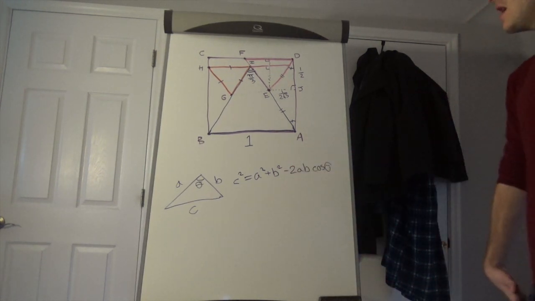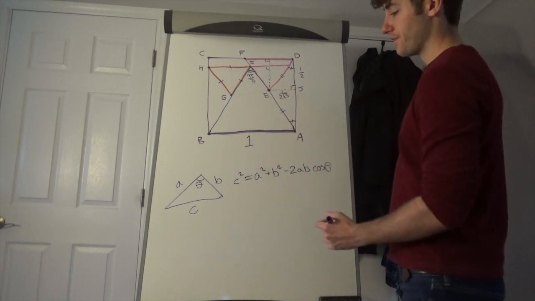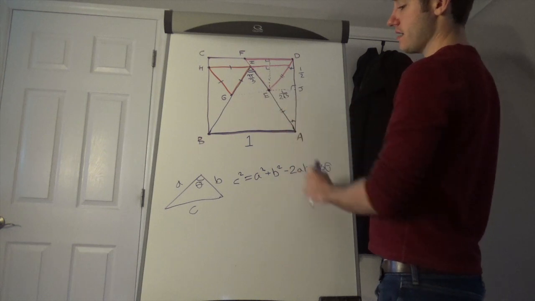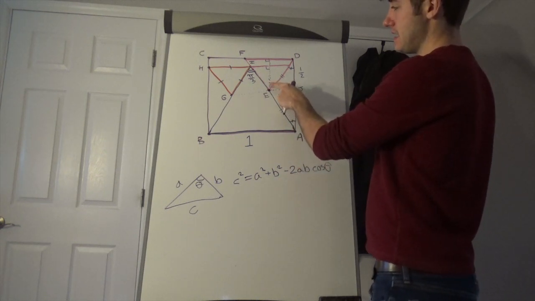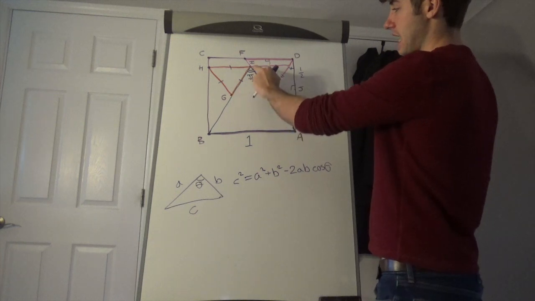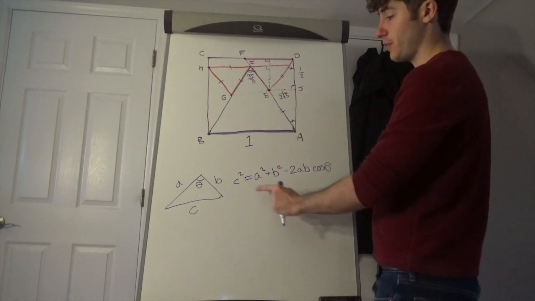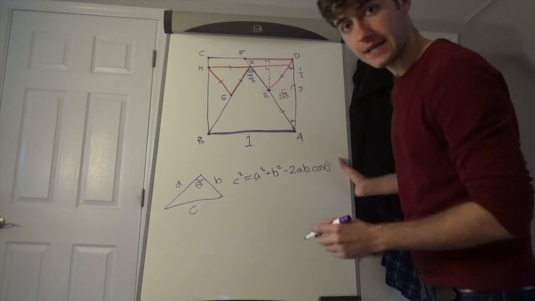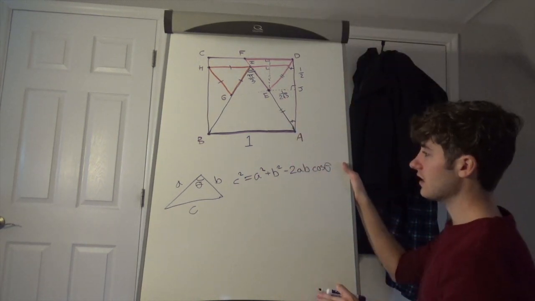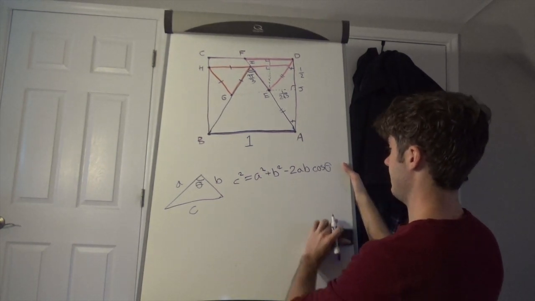So that's nice. But how do we use that to solve this problem? Well, C in this case is GE, A is GI, B is EI, and theta is the angle GIE. So we can plug all of those things into the equation, take the square root of both sides, and we'll have our answer GE. So let's fill in the values. I can erase the formula now.